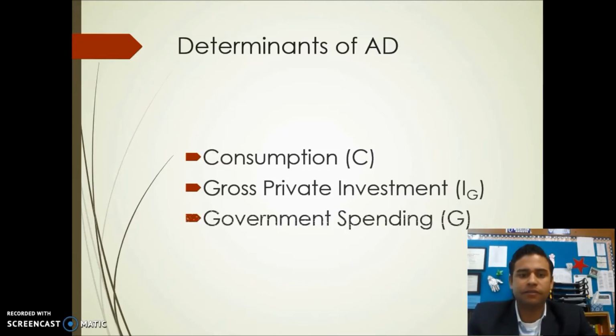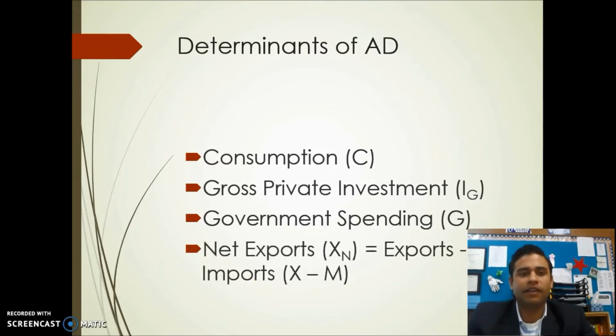Gross private investment, government spending, and net exports, which is exports minus imports. And remember, this is historically for the United States since World War II, this has always been a negative number. Okay? But what we're looking for is relative change, right? The number's always going to be negative, right? But if that number gets more negative, then that's going to put a leftward shift to aggregate demand. If that number becomes less negative, that's a rightward shift in aggregate demand.